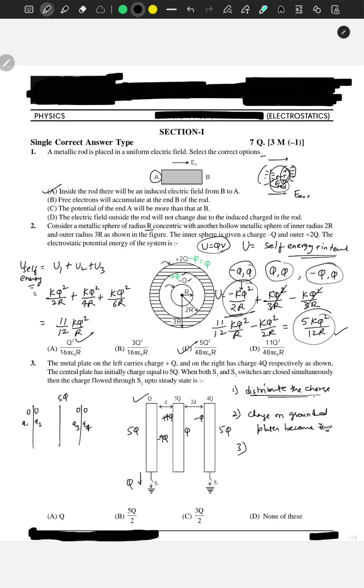Now we'll use the concept that the electric field inside the conducting plate is 0. If I take this point, let's say the point p, the electric field at point p is 0, which means I can write this equation: q1 is equal to q2 plus 5q plus q3 plus q4. I hope you know this equation. And similarly, q3 plus q4 is 0, so make it 0.